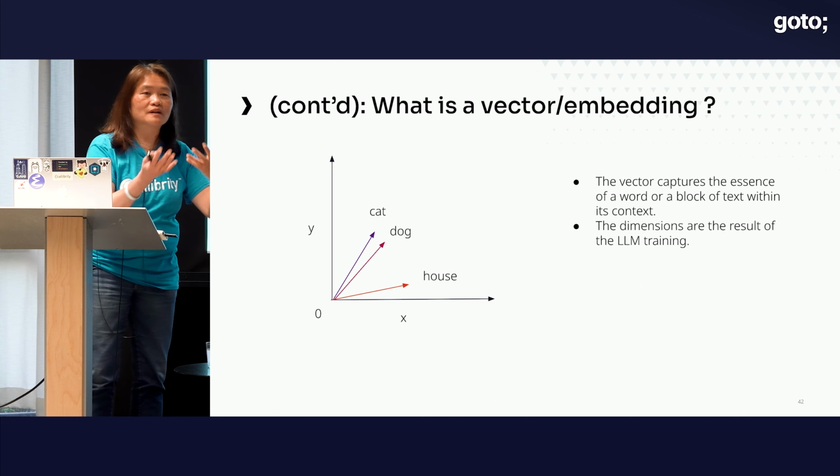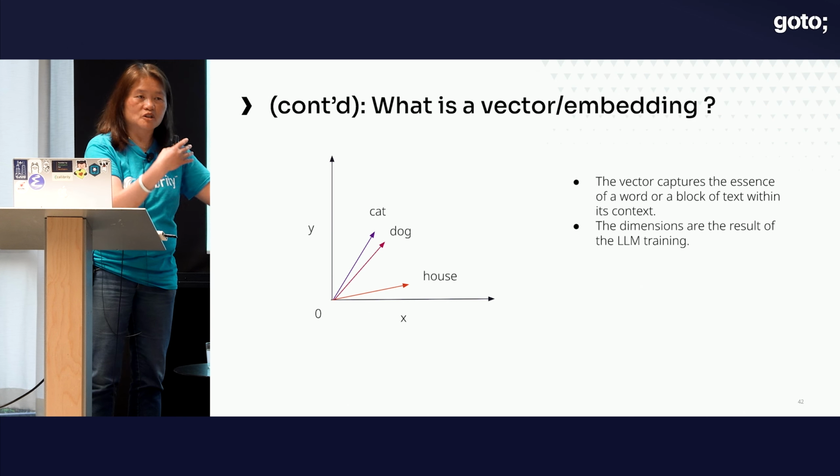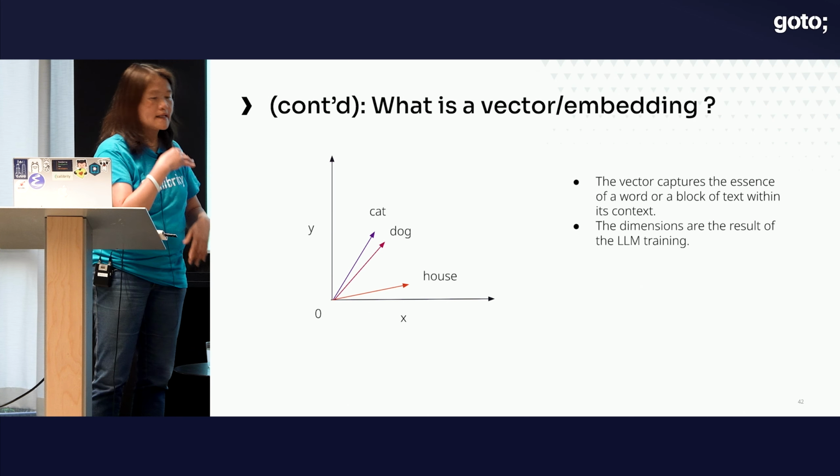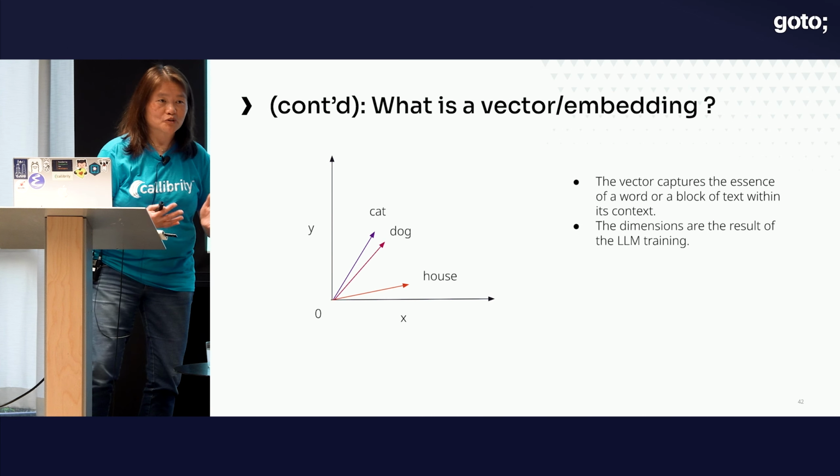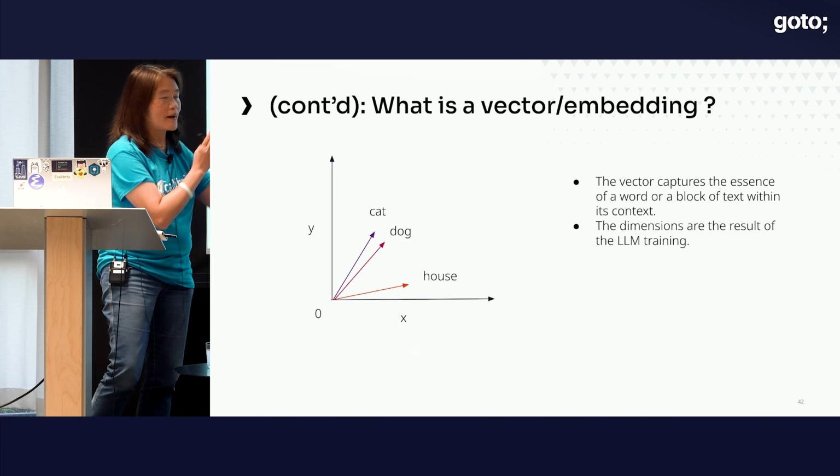And of course, how it gets translated to there, as you know from machine learning, you look at all the data and you have to categorize it. Like say cat and dog are animals, so they are closer by nature.